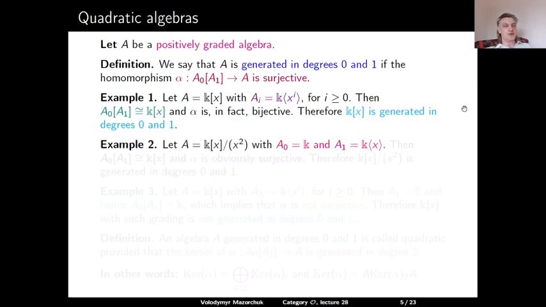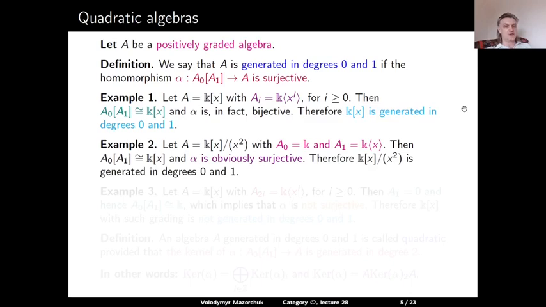Consider now the algebra of dual numbers with a standard grading. Then A0 and A1 are exactly the same as in the previous case, so the tensor algebra of the bimodule A1 over A0 is the polynomial algebra. And the algebra homomorphism alpha is by definition surjective. Therefore, the algebra of dual numbers is also generated in degrees 0 and 1.